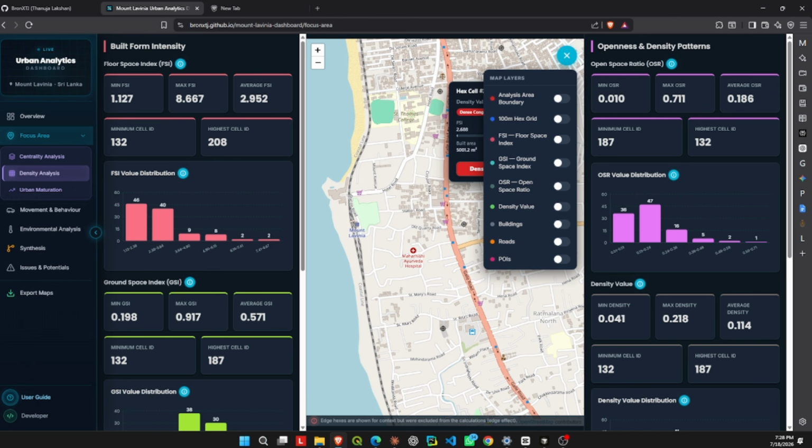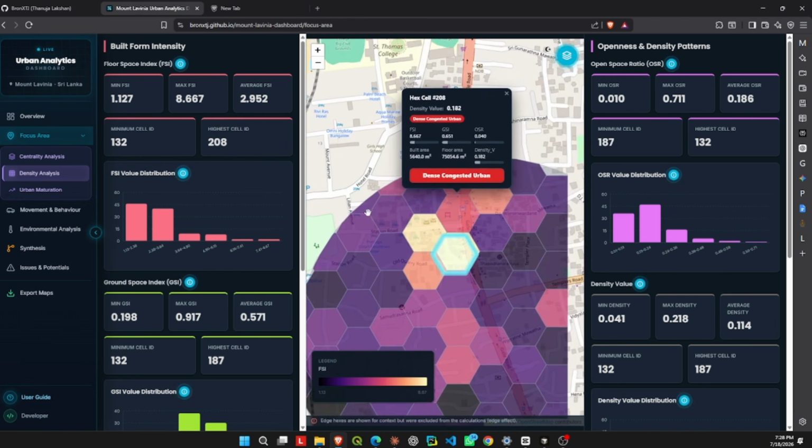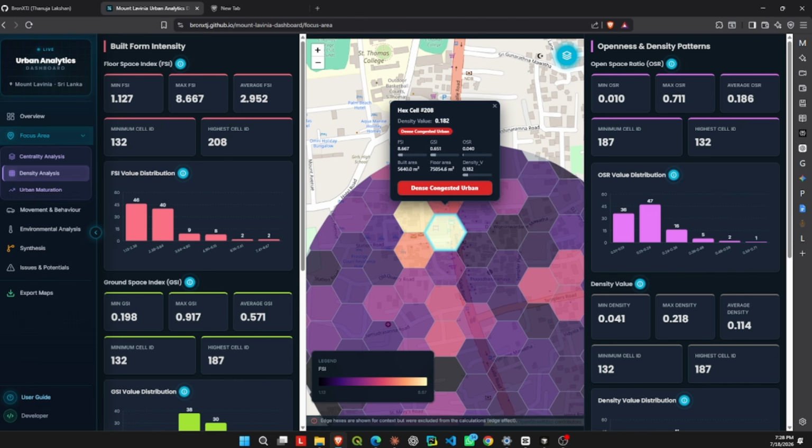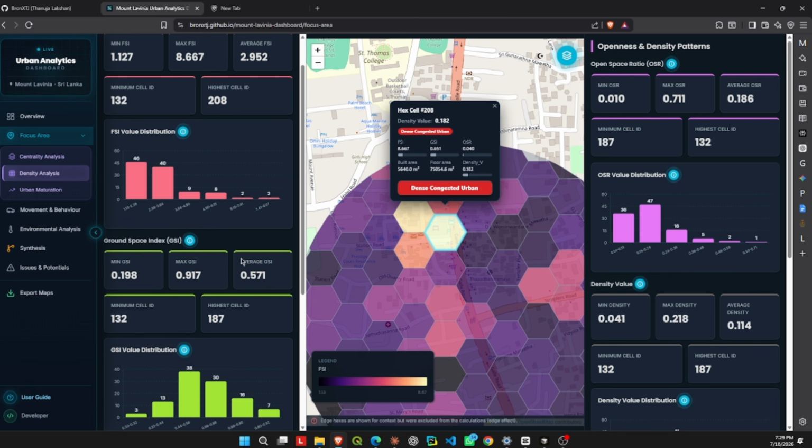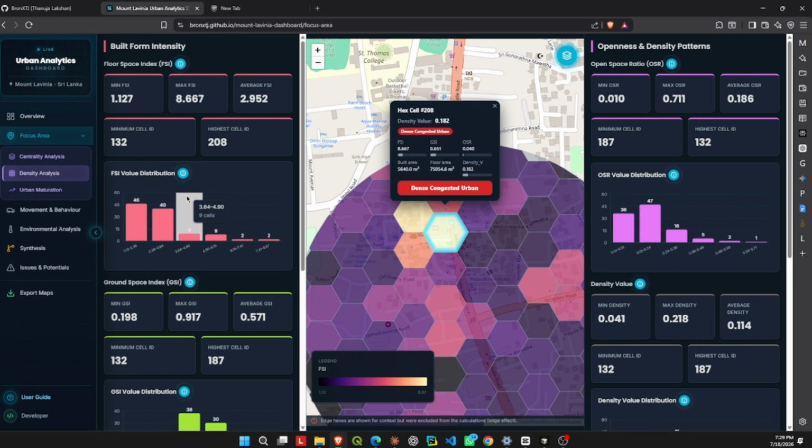When it comes to FSI, you can see the min, max, and average, and you can analyze the minimum cell. The grid-wise analysis is there. The FSI value distribution shows how many hex cells fall in each FSI range. This chart shows whether building height intensity is evenly spread or concentrated in a few ranges.